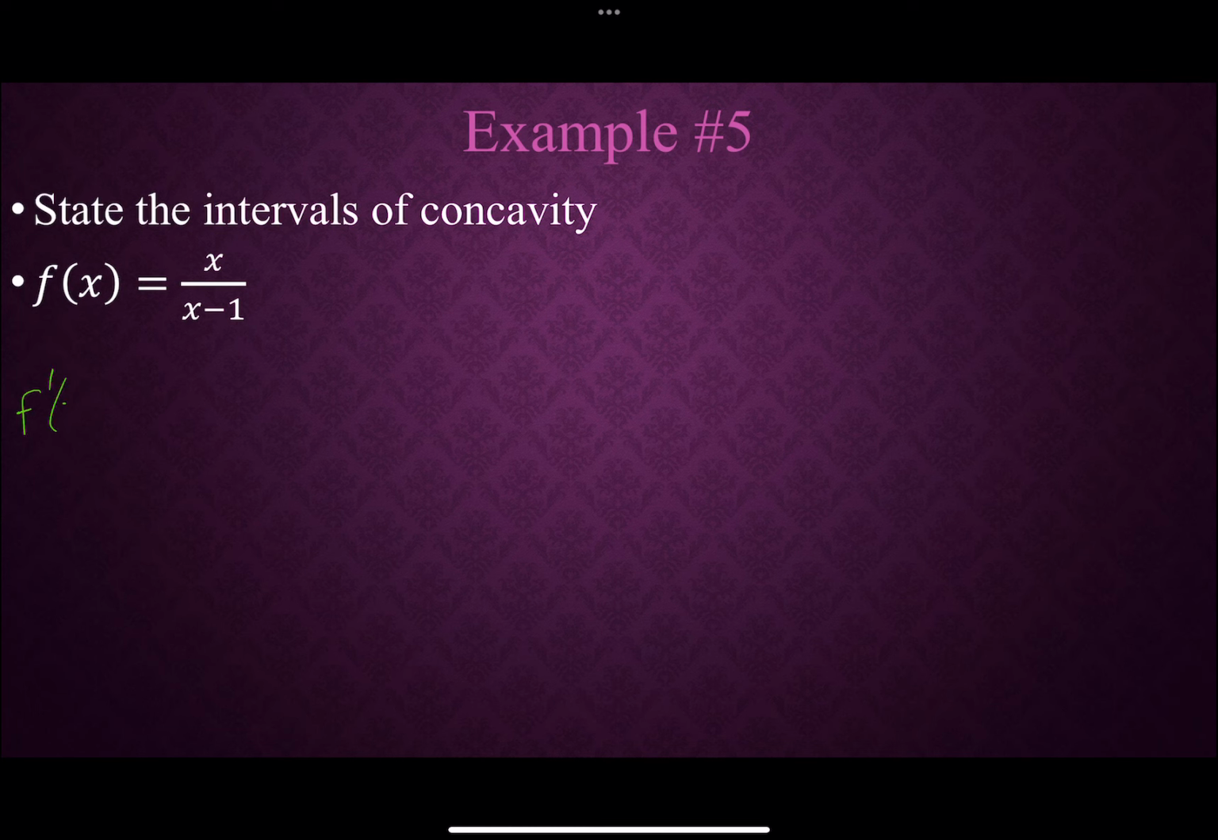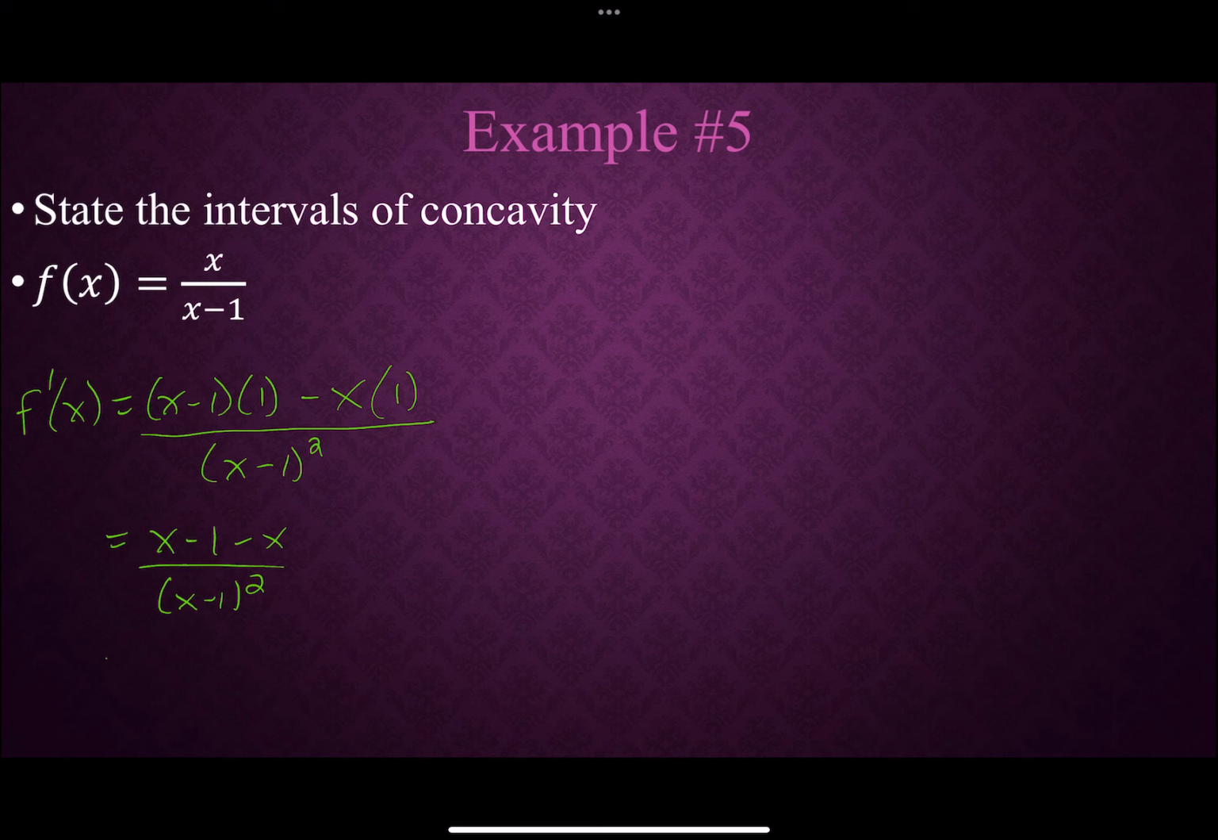So first derivative is a quotient rule. So it's our low, x minus 1, d high, which is 1, minus high, x, d low, which is 1, all over low low, which is x minus 1 squared. We get x minus 1 minus x over x minus 1 squared, which gets us negative 1 over x minus 1 squared. Which, to make my life easier to take a derivative, I'm going to rewrite it so it's a chain rule problem as negative 1 times x minus 1 to the negative second power.